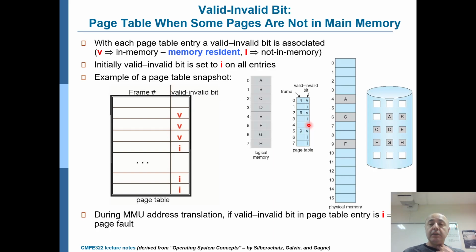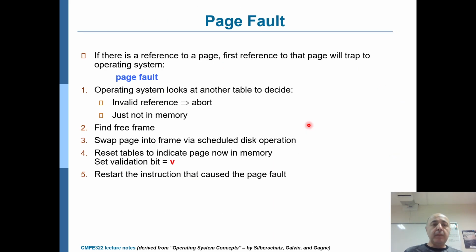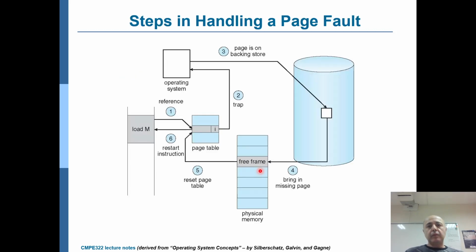And then resume, restart, not the whole process, but whatever instruction caused this page fault; that instruction should be started again. So this is actually explaining what I already told you. And this is a graphical notation of the steps while handling a page fault operation.